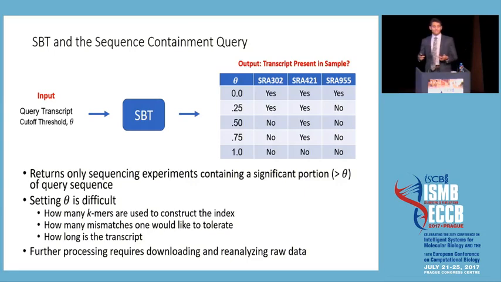And if we want to know further information about these samples, we would have to re-download them and reprocess them on our own. Now, a natural question is, what is a good value for theta? And the answer is it's hard to tell. It depends on several things, such as how many k-mers are in the index, how long is our transcript, and what type of accuracy we would like to accept.